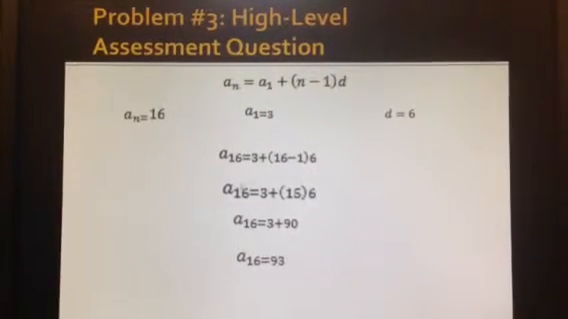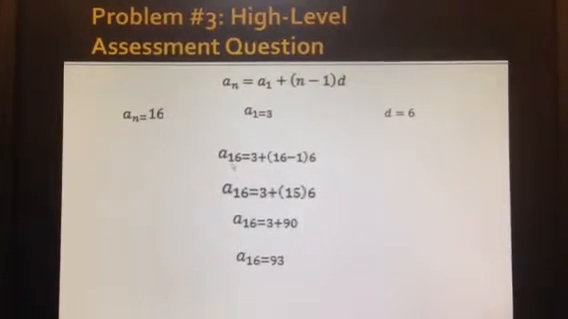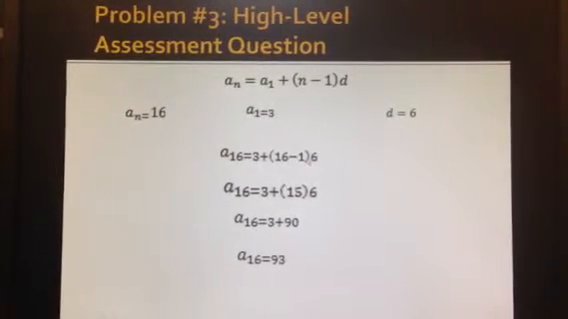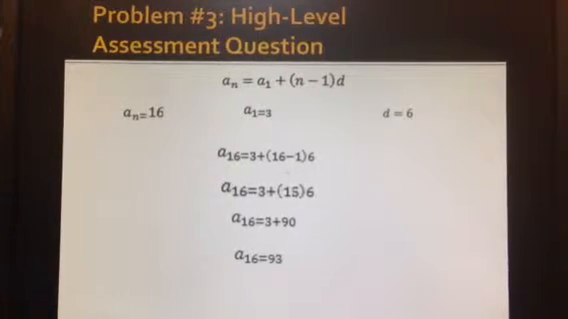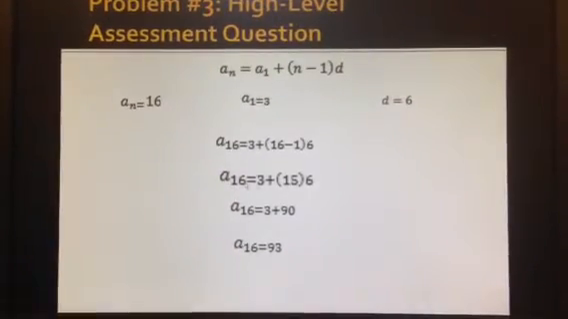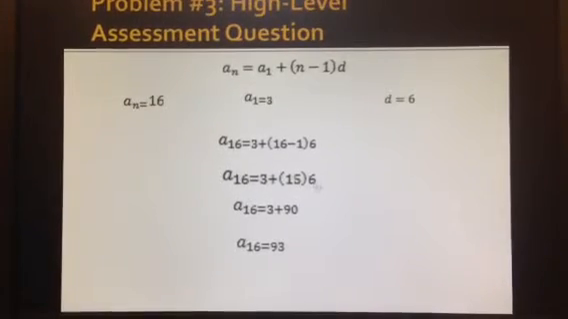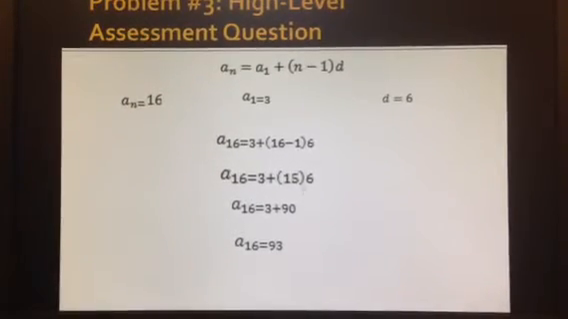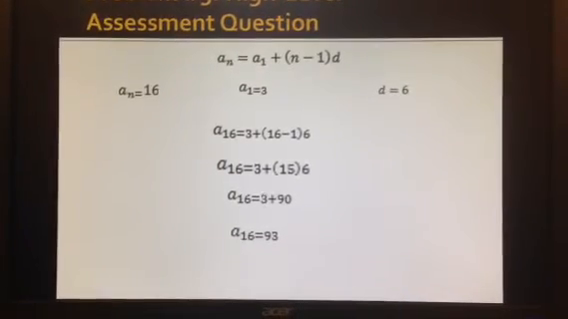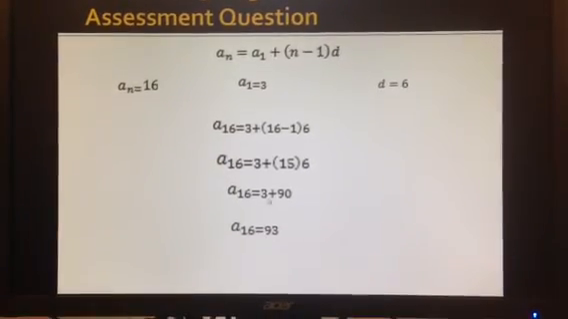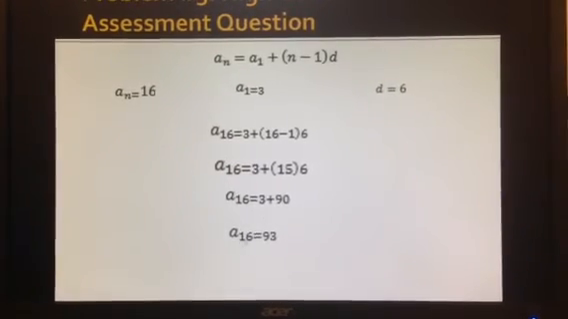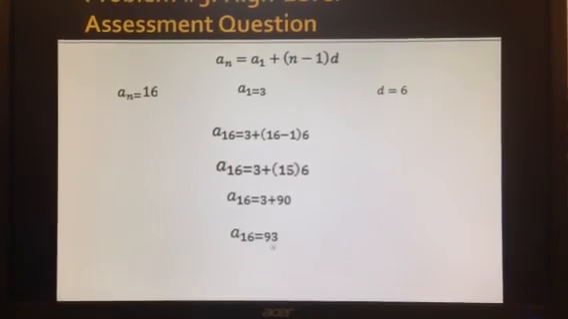You plug those into your formula and you get A16 equals 3 plus, in parentheses, 16 minus 1, times 6. Remember PEMDAS, so you would simplify what's in parentheses first. You get A16 equals 3 plus 15 times 6. And remember PEMDAS again, you would multiply before you add. So multiply 15 and 6, and you get A16 equals 3 plus 90. You simplify by adding 3 and 90, and you get the 16th term equals 93.